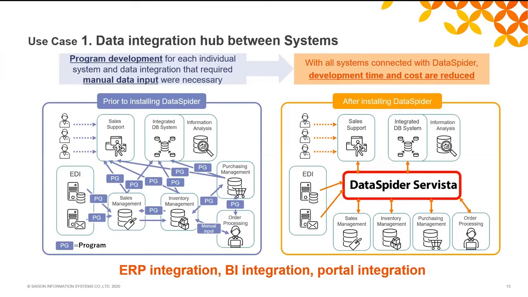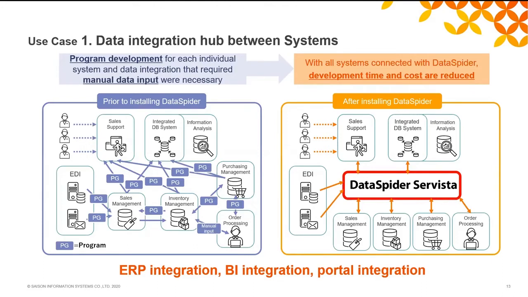Use case 1. Data integration hub between systems. This use case explains how to utilize DataSpider as a data integration hub. The left diagram shows the system configuration prior to installing DataSpider, which requires program development and manual data input for integrating the data among each system. The right diagram shows the system configuration after installing DataSpider, which connects each system and DataSpider. The advantage of using DataSpider is that the development time can be shortened and cost can be reduced.